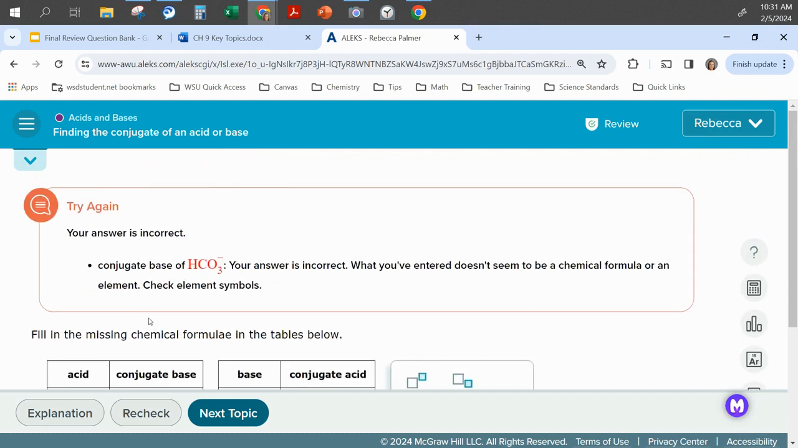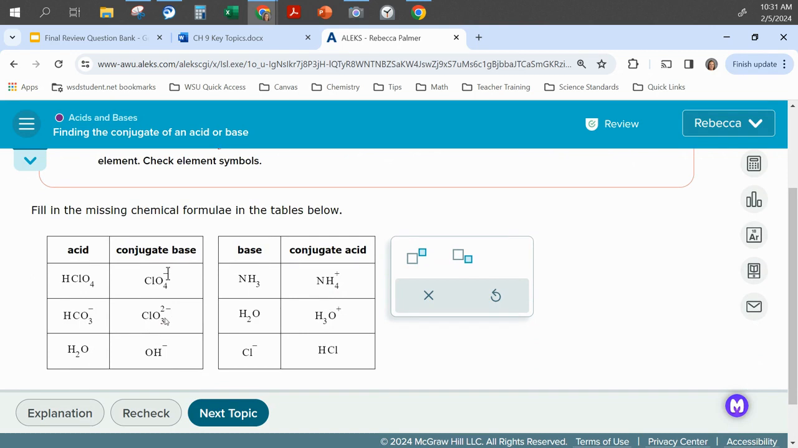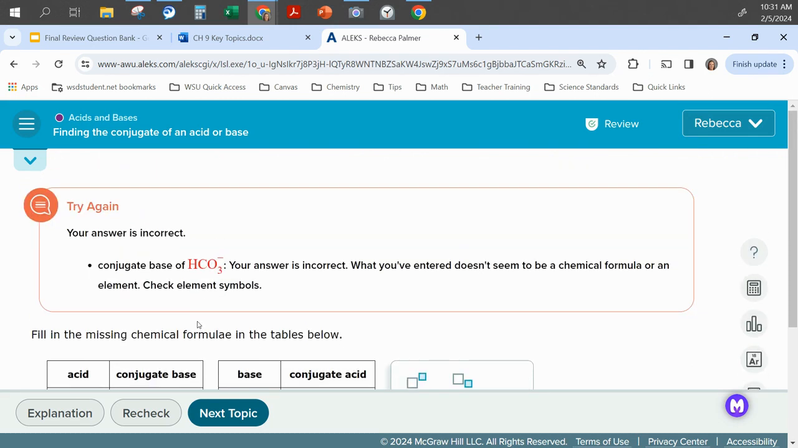You've entered, doesn't seem a chemical formula. Did I put a 0? Which one is it? Looks like an O. If you scroll up, it'll tell you which one it is.